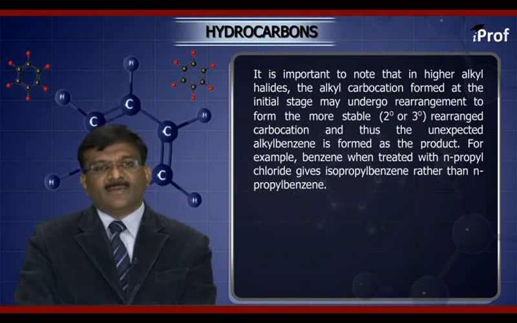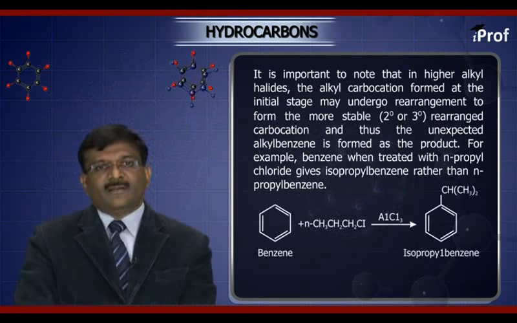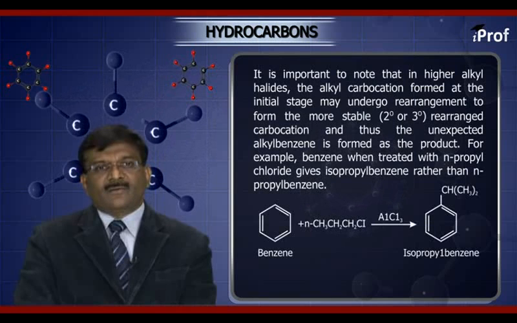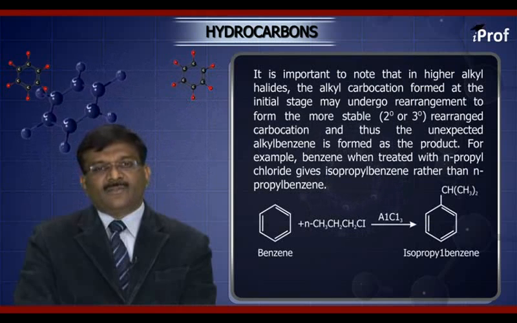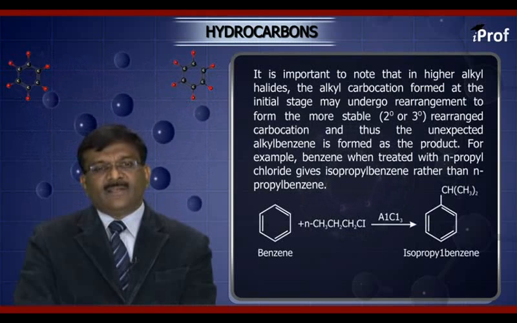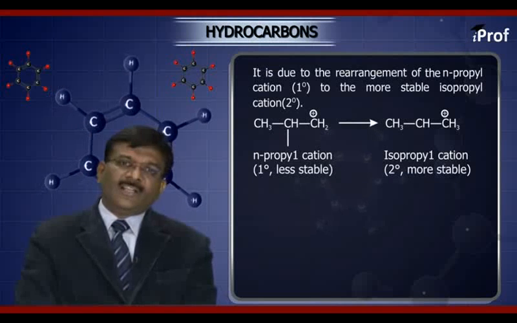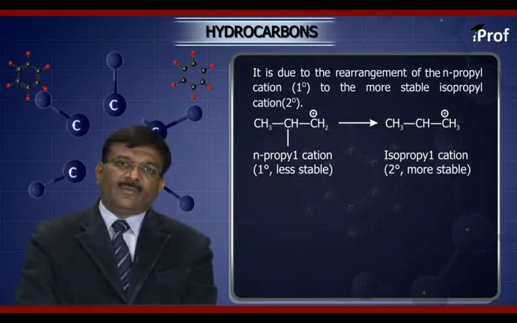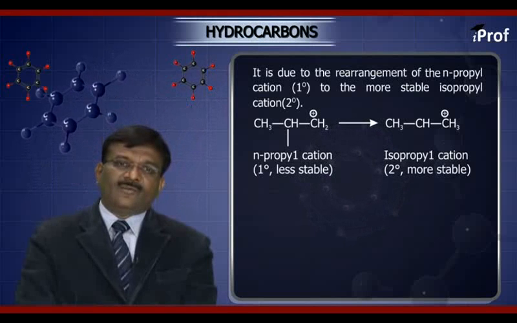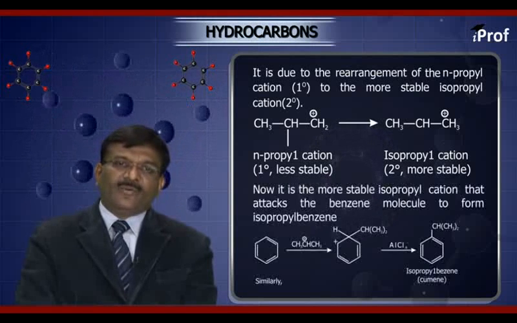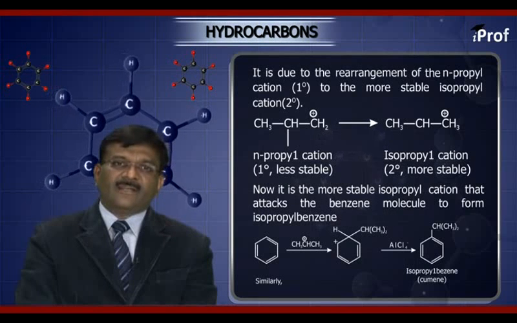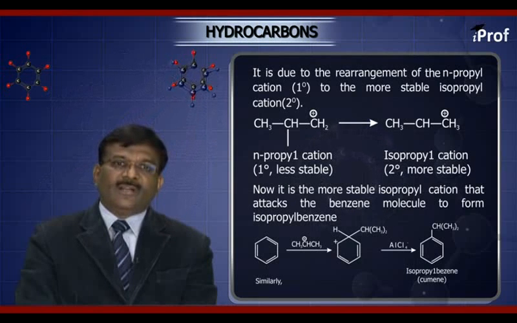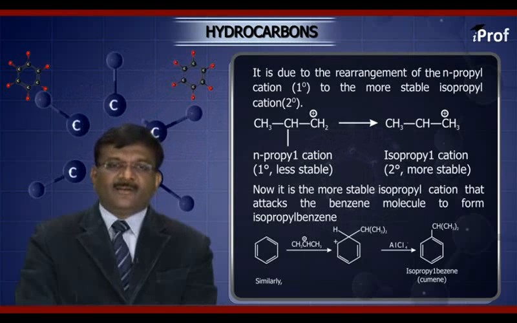The reaction is benzene plus n-propyl chloride in presence of AlCl3, it gives isopropyl benzene. It is due to the rearrangement of the n-propyl cation, the 1 degree, to the more stable isopropyl cation, the 2 degree. Now it is the more stable isopropyl cation that attacks the benzene molecule to form isopropyl benzene.